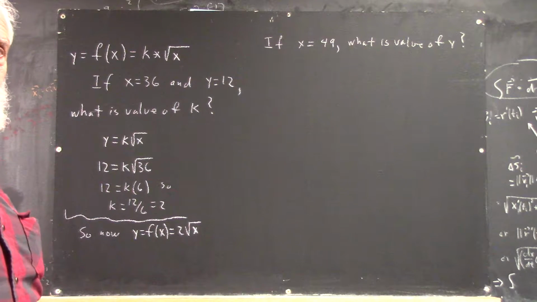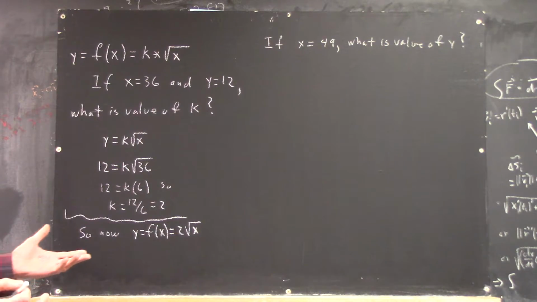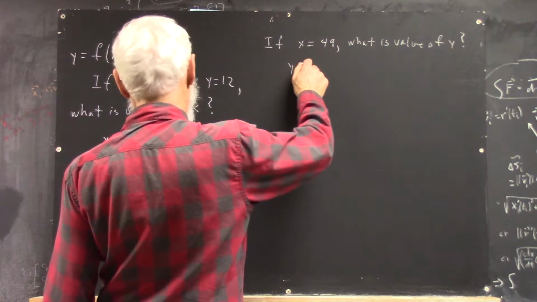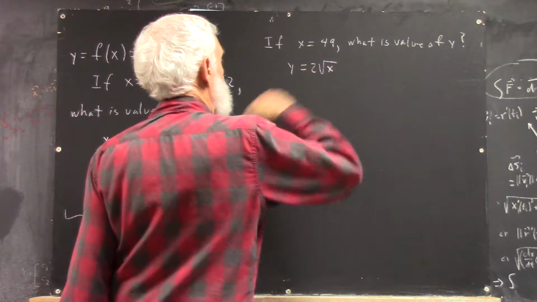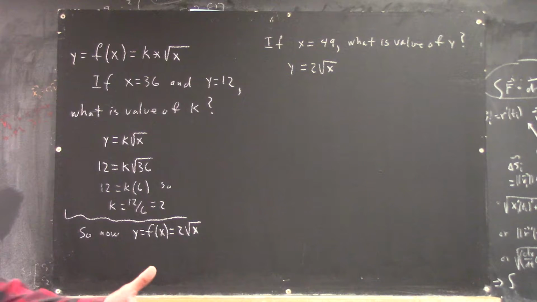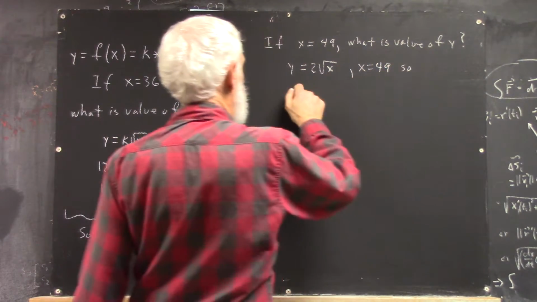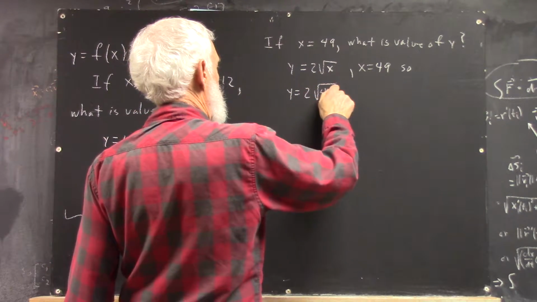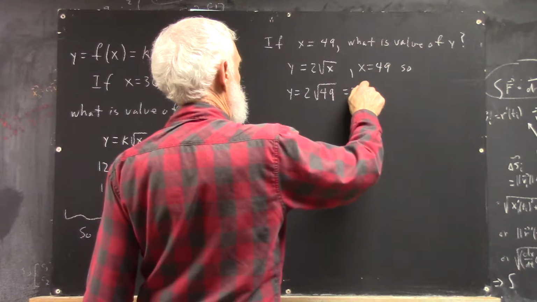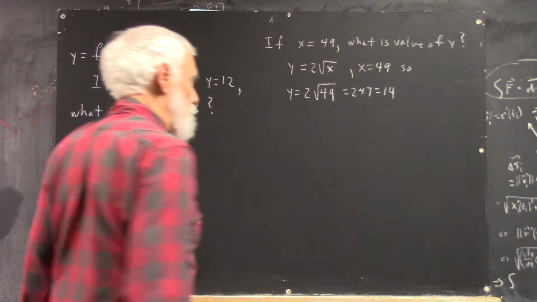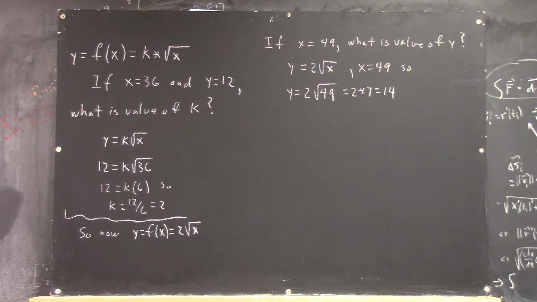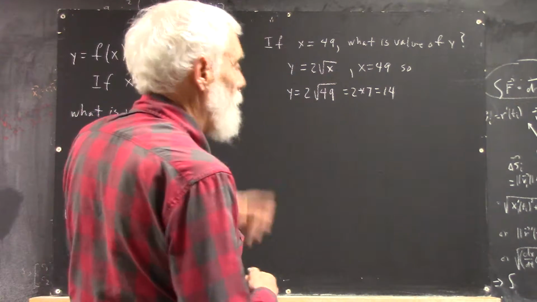How do you answer the question? Well, the two ways to answer it, y equals 2 times the square root of x, right? And very quickly you figure out that y is 7. Any mystery to that? Okay. So it's fairly straightforward. That's one way to answer the question.